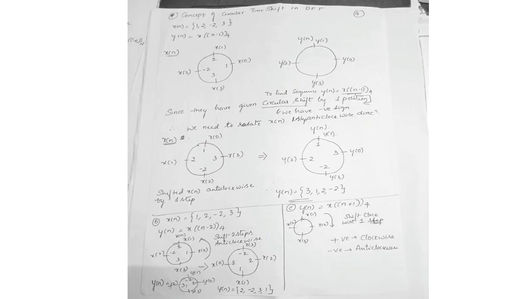Since they have given the circular shift by one position, because here it is n minus 1, the circular shift will be of one position and we have a negative sign. So we need to rotate x of n one step in the anti-clockwise direction. So x of n minus 1 means shifting by one position, and the negative sign indicates it starts from the anti-clockwise direction.